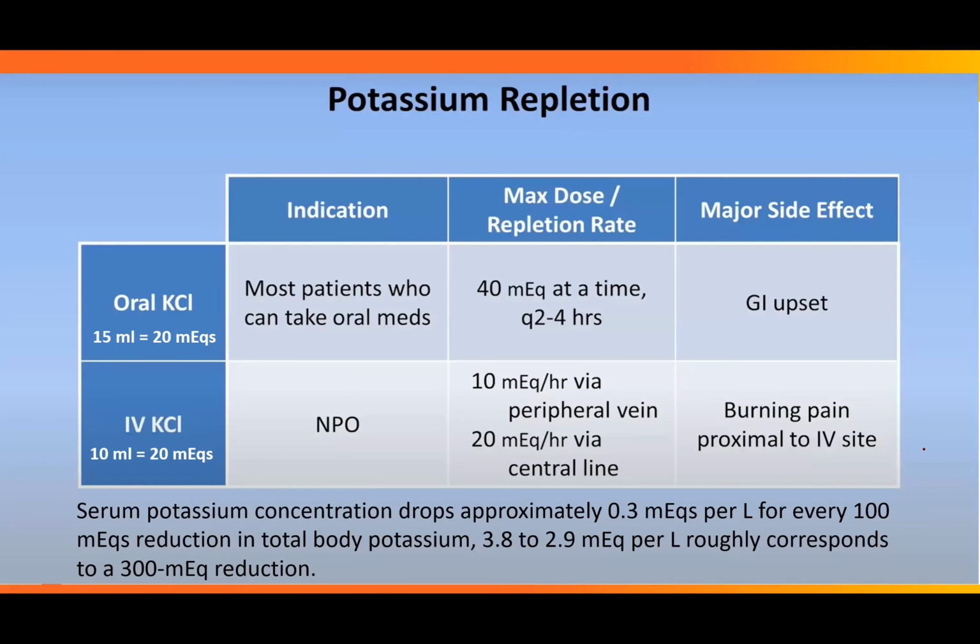Now, what is the replacement I use? I use potassium chloride. Oral potassium chloride, IV potassium chloride. 15 ml of oral potassium chloride is equivalent to 20 milliequivalents. And here 10 ml is equivalent to 20 milliequivalents IV solution. But the rate at which we give differs. Most patients who can take oral medicines, oral potassium chloride is the indication. Suppose the patient is nil per oral, then you cannot give oral potassium, then you have to give IV potassium.